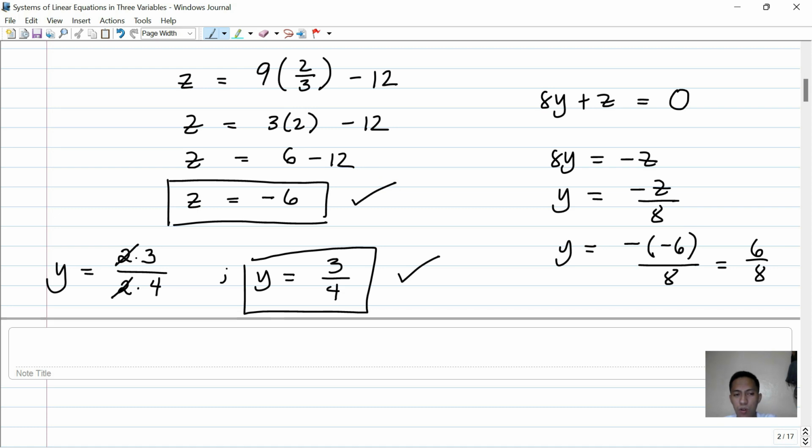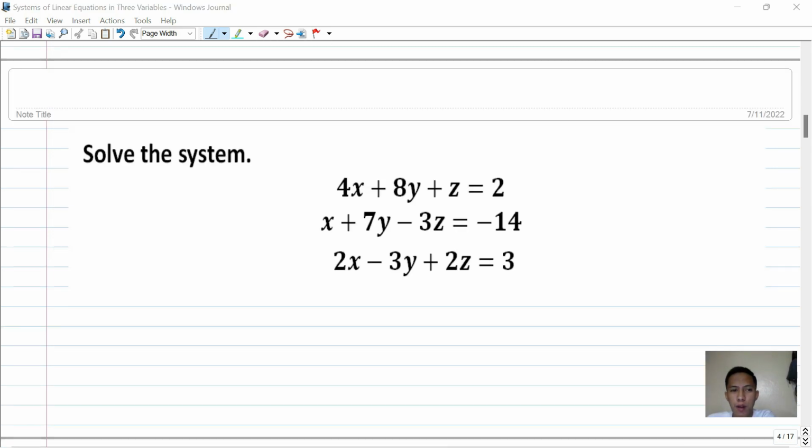Okay, so that's how you solve equations with three variables. So let's proceed to our next problem. We have here, solve the system 4x plus 8y plus z equals 2, x plus 7y minus 3z equals negative 14, and 2x minus 3y plus 2z equals 3. So, ito guys, ang gagawin natin is that i-reduce natin siya to two equations to unknown by combining either equation 1, we have here equation 1 and equation 3, and equation 1 and equation 2.